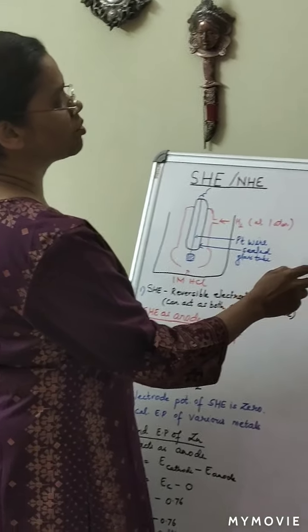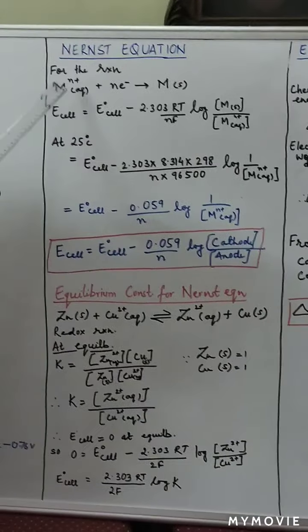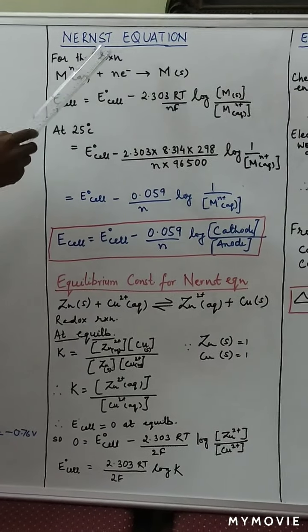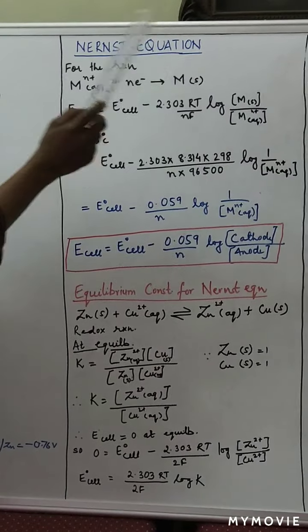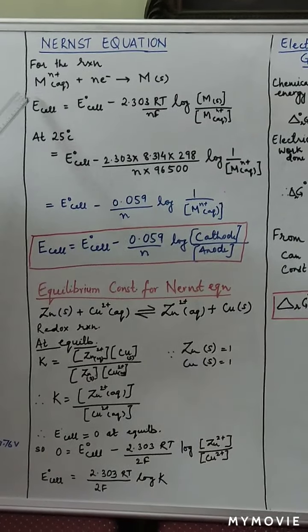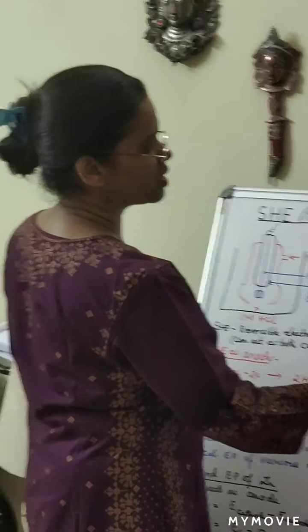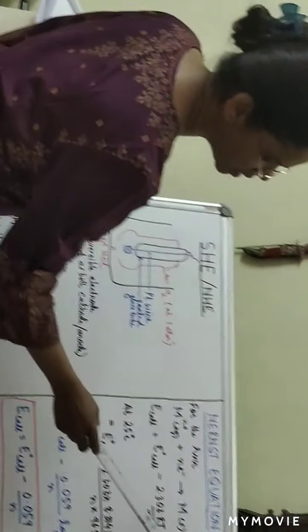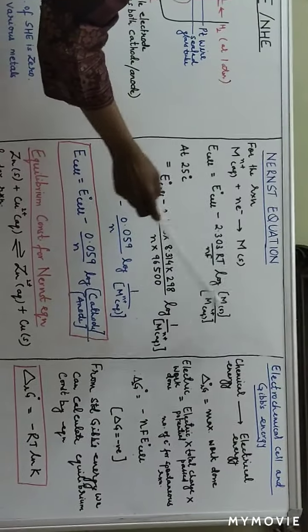Now we will be studying about the Nernst equation. For the reaction, suppose we consider one reaction, M n plus in aqueous medium plus n number of electrons gives M metal which is in solid state. So by Nernst equation, the expression can be written as E cell is equal to E naught cell minus 2.303 RT by nF log of the product upon reactant, that is M solid divided by M n plus aqueous.